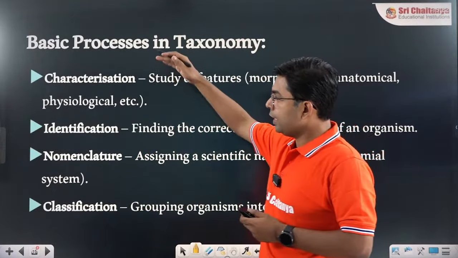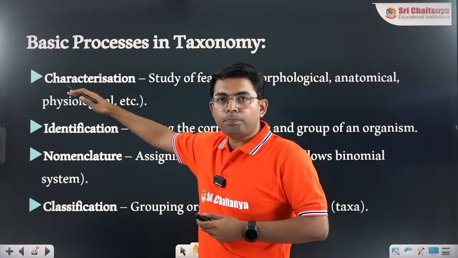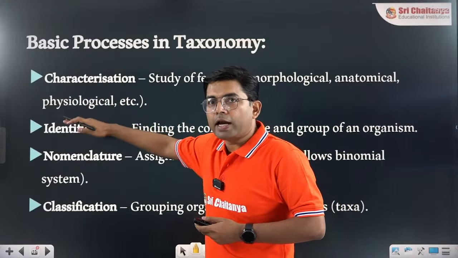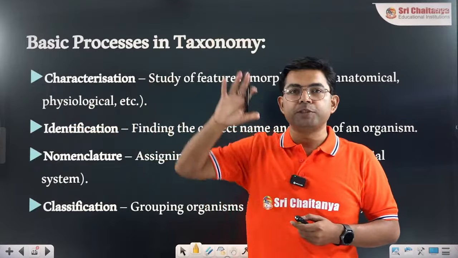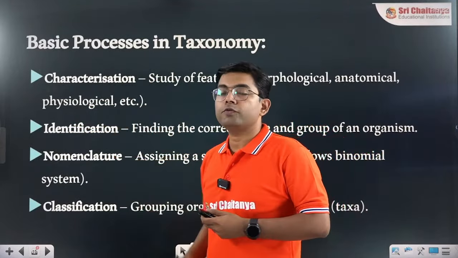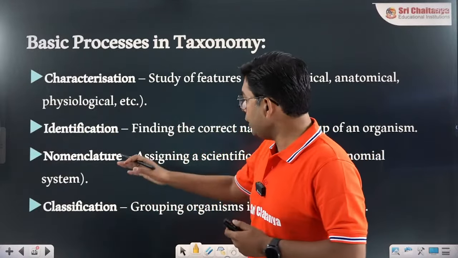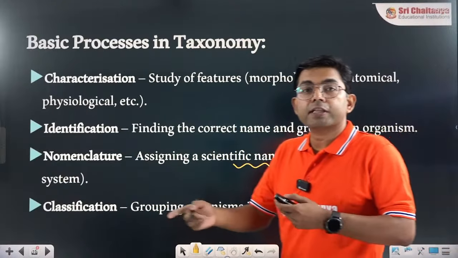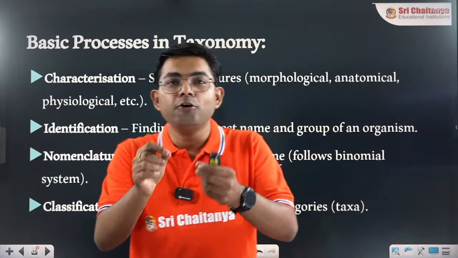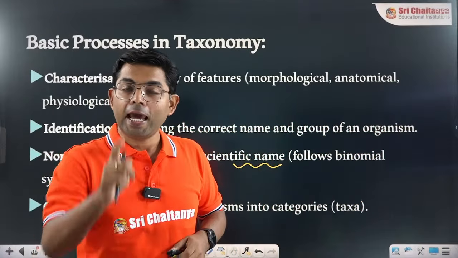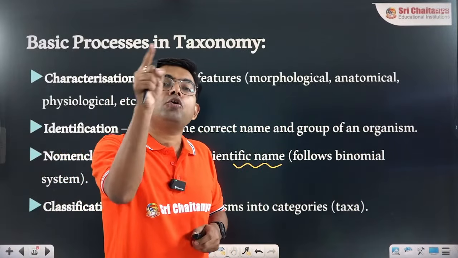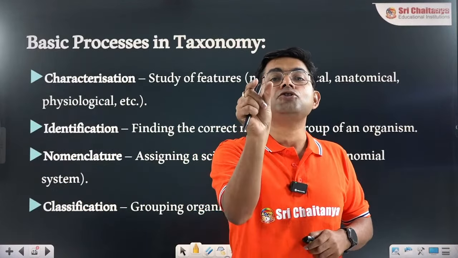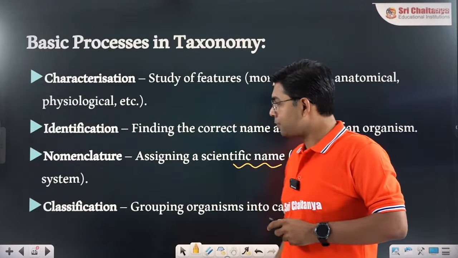So first, characterization you will do, then you will do identification. Once you identify that it is a new species, then what will you do? You will do the nomenclature, and in nomenclature, you will assign a scientific name. And for that, what will you use? Binomial nomenclature. And in that, you can put your own name. You can also put your own name in short form in the third letter.